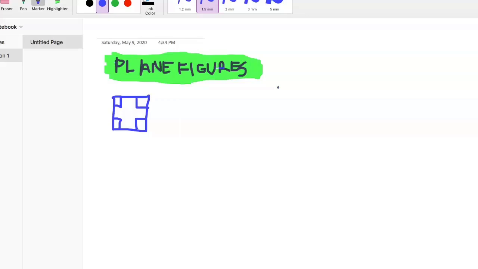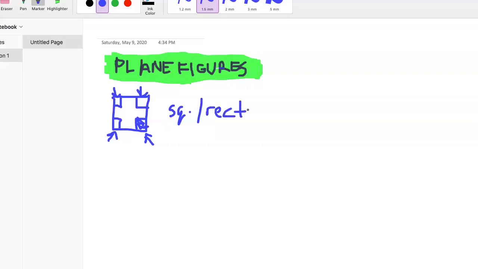When you have something like this, we can see that we have 1, 2, 3, 4 right angles. Each of these little boxes signifies a right angle. So when you have a figure with 4 right angles, we know that it's either a square or a rectangle.